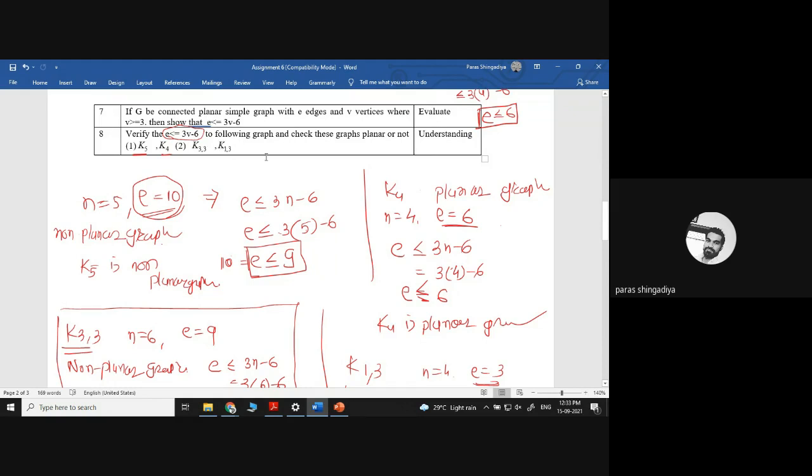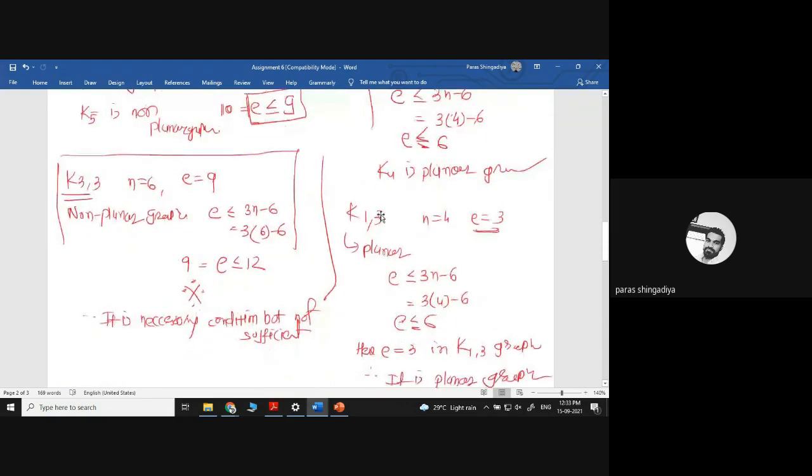Now let us discuss the K13 graph. K13 also has 4 vertices. And how many edges are in K13? It is a simple graph: 1 vertex opposite 3 vertices and connected. That is called the K13 graph. It is a planar connected simple graph. And how many edges are there? 3 edges. And as per the formula, how many edges should be there?